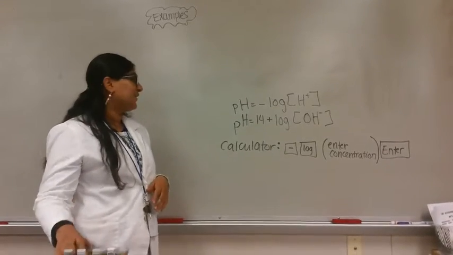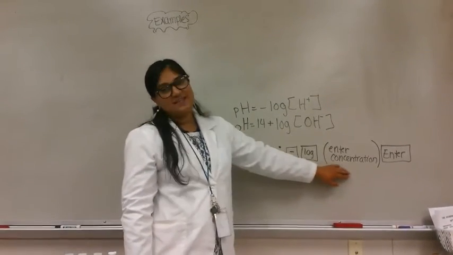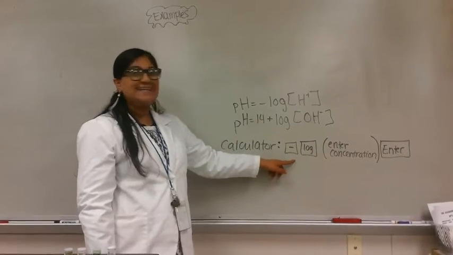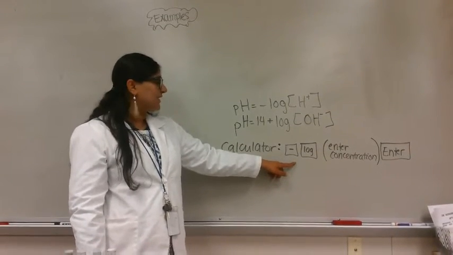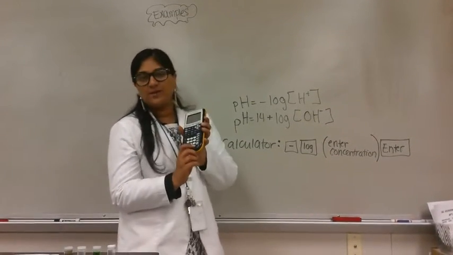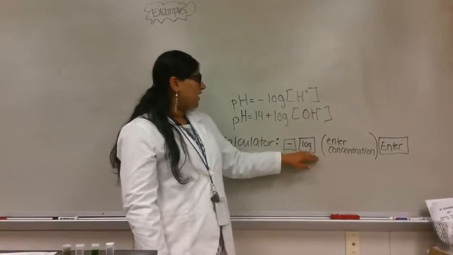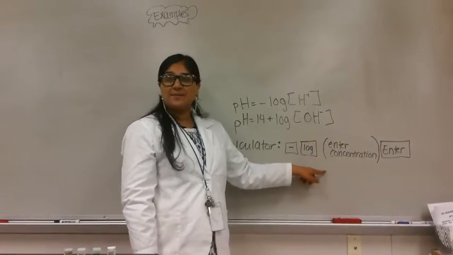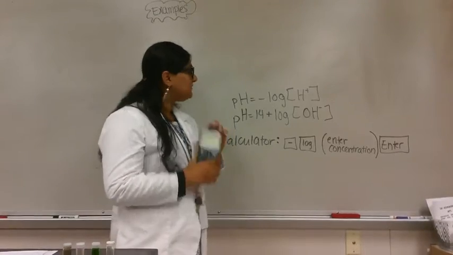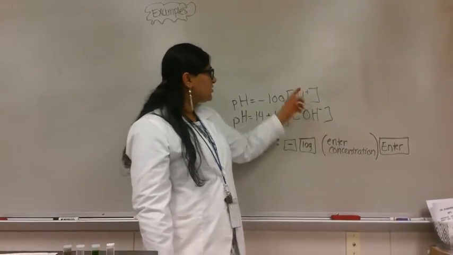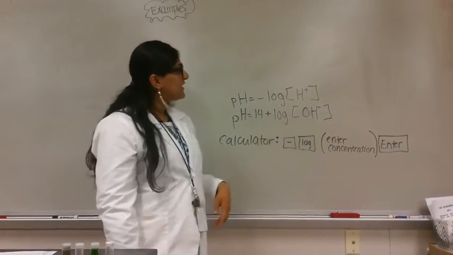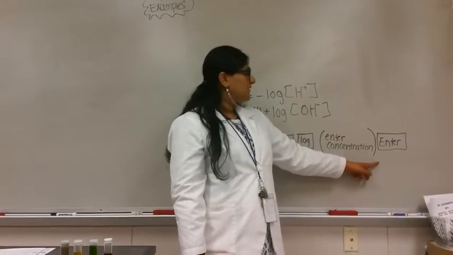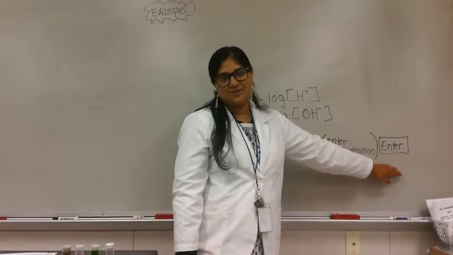Looking at these keys on the calculator, these would be the buttons that you would enter. You have the negative sign, not the minus, but the actual negative, which is down here below the number 3. You use the log function, and a parenthesis magically appears already on your calculator screen. You're going to enter in the concentration, which would be whatever is in the brackets, followed by ending your parentheses, and when you're done, you just hit the enter button.